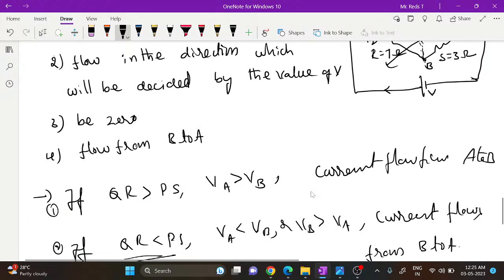So current flows from B to A. That's it. This is how we have to understand without doing any calculations. Simple. If you remember the concept, you can answer within 10 seconds. Many of the questions, I can say, can be done this way.